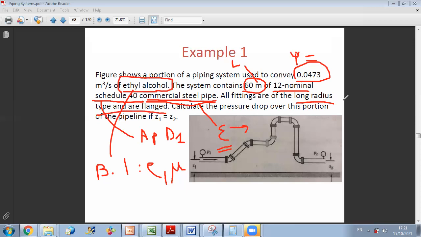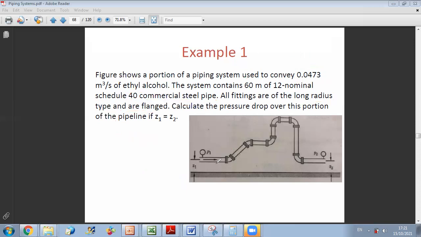The fittings are long radius type, meaning... are there losses? Yes. There are losses, because to account for the losses we need to know the type of the fittings, since each type has different minor losses from the other, right? So the terms long radius type and flanged will let us get the coefficient of minor loss. Okay, and our purpose is to calculate the pressure drop over the system.